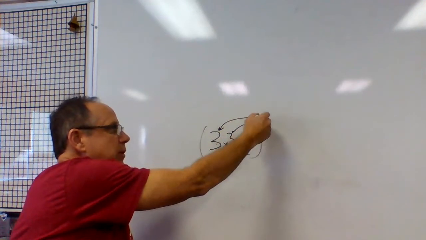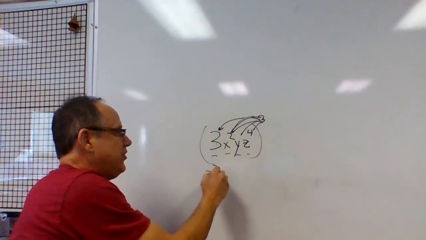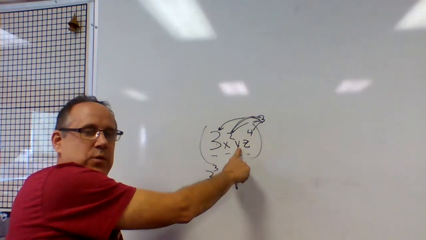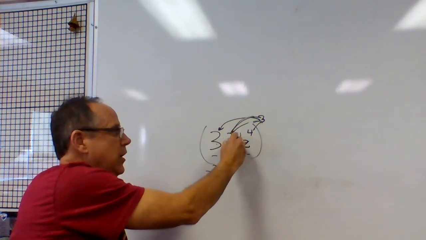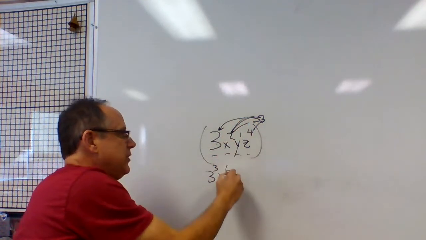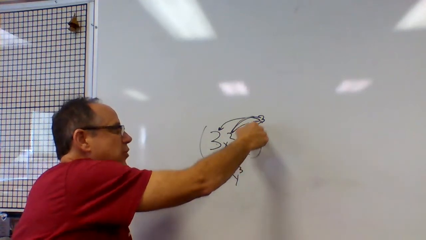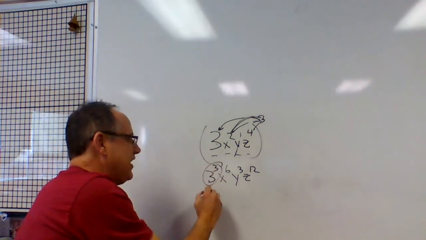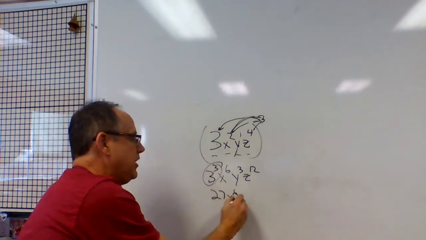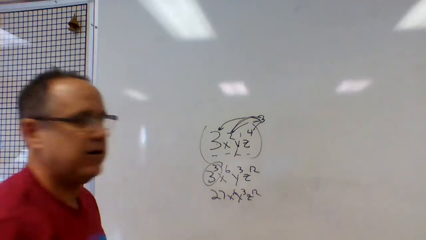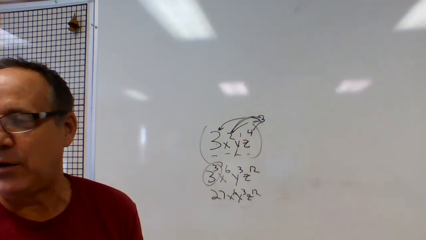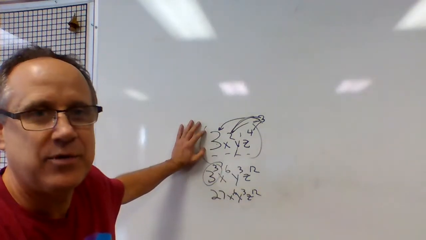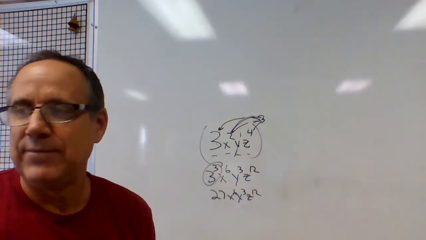x squared cubed, and what do we do with the power of a power? 3 times 2 is 6. When we have a standalone variable, what's my exponent with that? A 1. 3 times 1 is 3. z to the 4th times 3 would be z to the 12th. Then we simplify this to say 27, and then we just continue on and bring the other ones down. So that's where we have a power of a product. You apply the exponent to everything inside the parentheses.